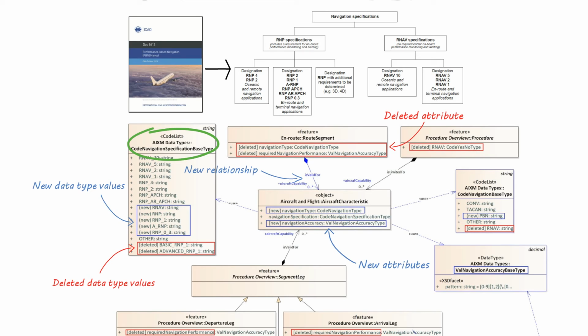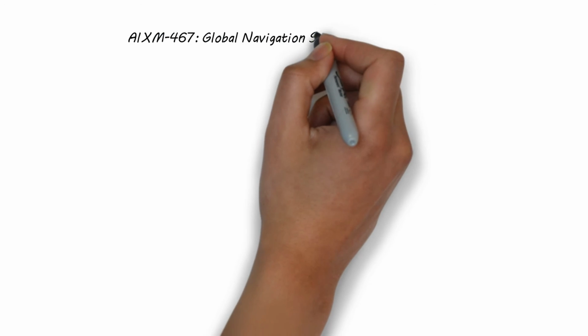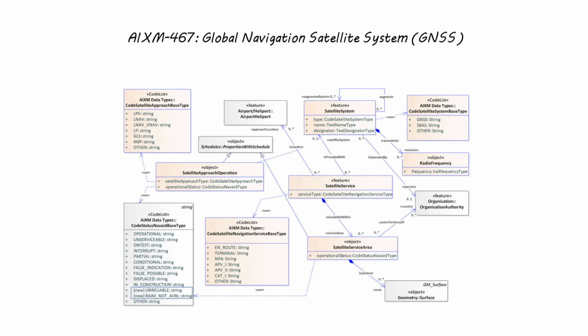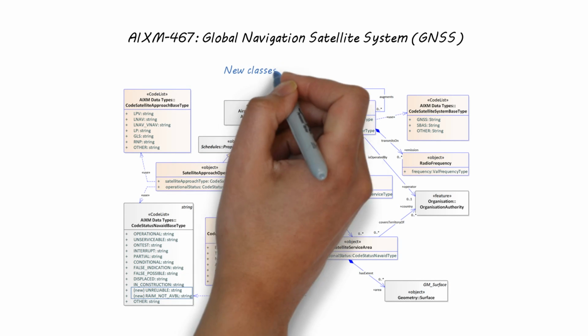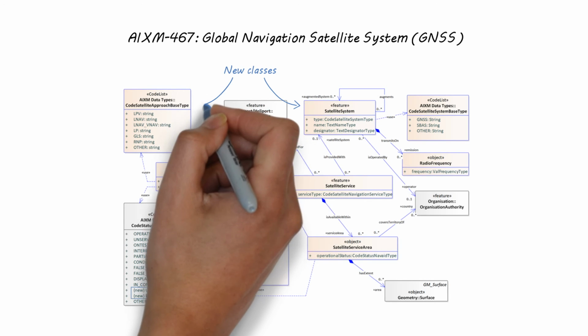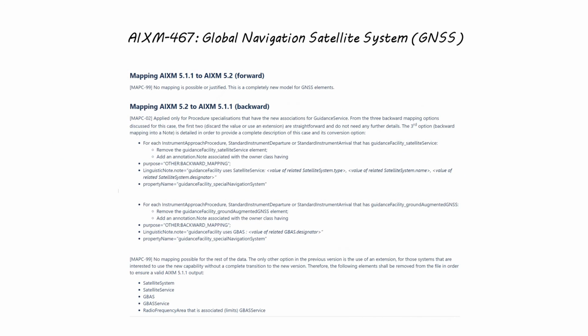Some changes required adding completely new classes to the model, such as change 467. This change models the elements of global navigation satellite systems. As this is basically a new part of AIXM, it required adding a couple of new classes, such as the SatelliteSystem feature or the code list for the satellite approach types. As you can imagine, for such substantial changes, the forward and the backward mapping between the different AIXM versions can be quite complex.